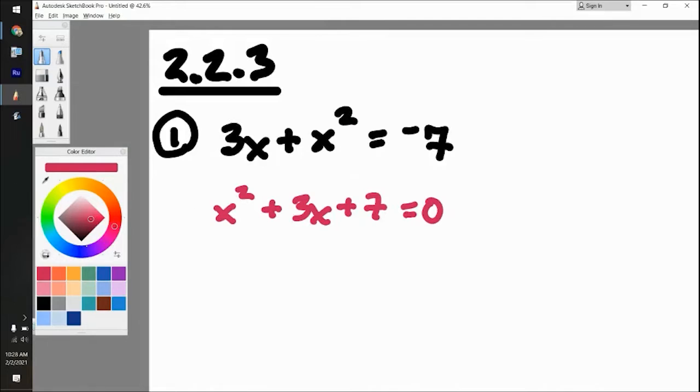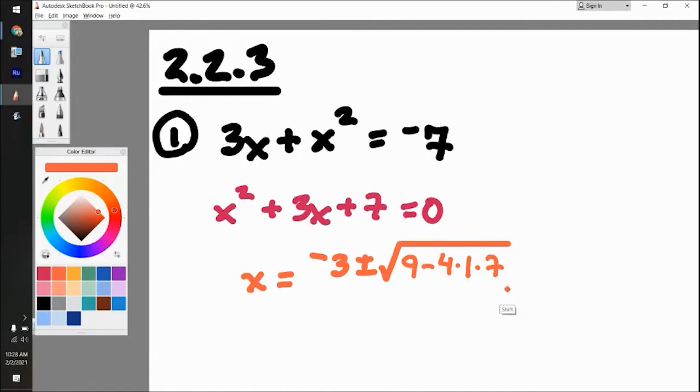Okay, you need it in this form to be able to do quadratic formula, so that's why I did it that way. We are going to say that x is equal to -b, which is -3, plus or minus the square root of b squared, which is 9, minus 4ac, so it's 4 times 1 times 7. Like that. And then we're dividing all of this by 2 times a, which is just 6.